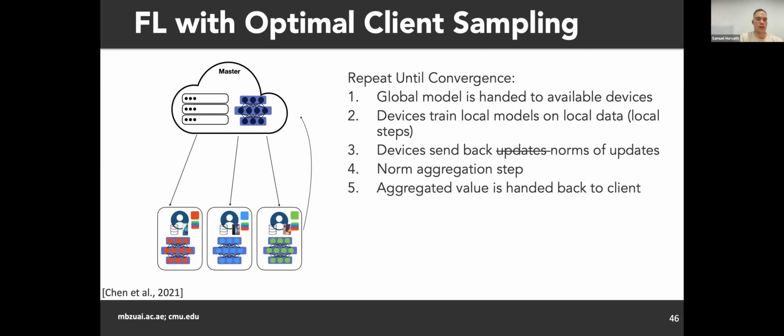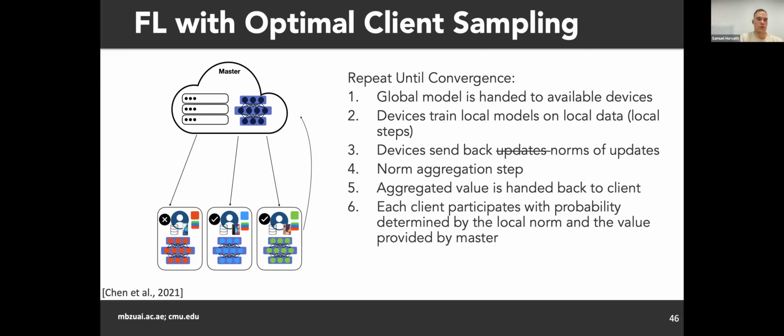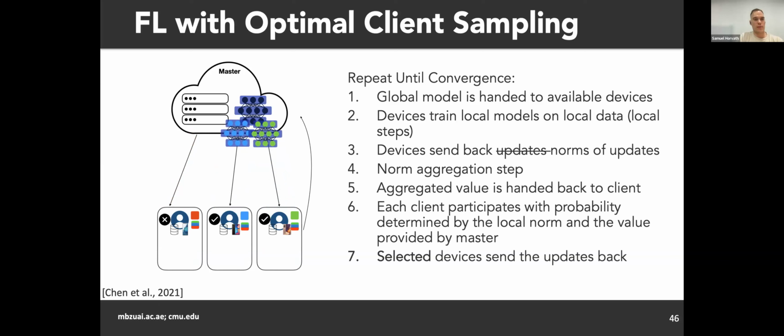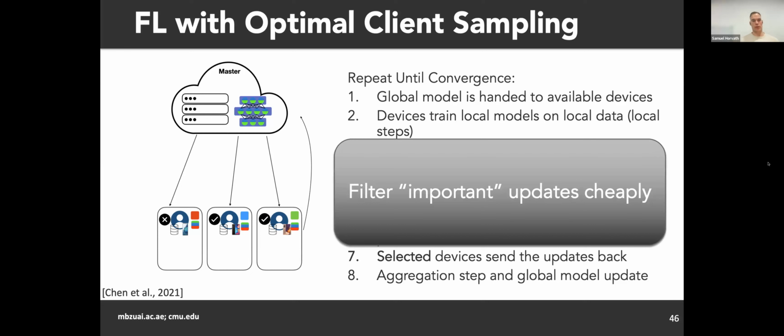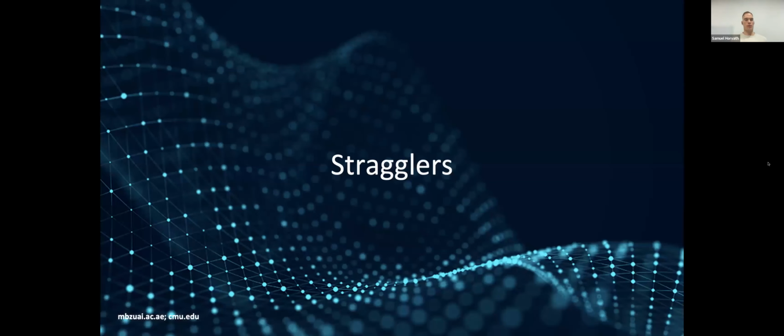So this is something that should be very cheap to communicate in order for us to still save the communication. And then based on this quantity, each worker decides whether, okay, is my update important or not? If that's the case, then they communicate, otherwise they do not. This way we save some bandwidth when we don't have all clients communicate back their updates. And this was all to filter important updates cheaply. All right, so this was for the communication bottleneck.